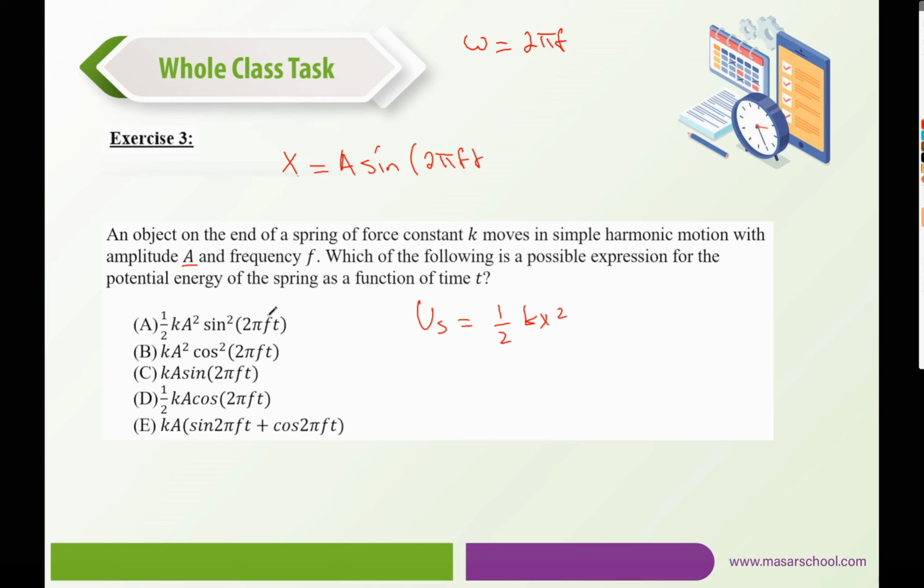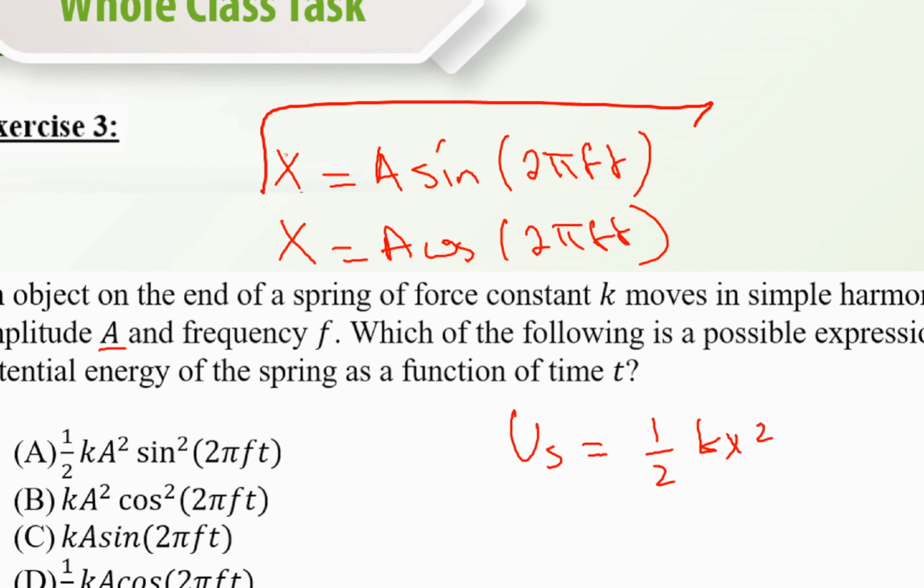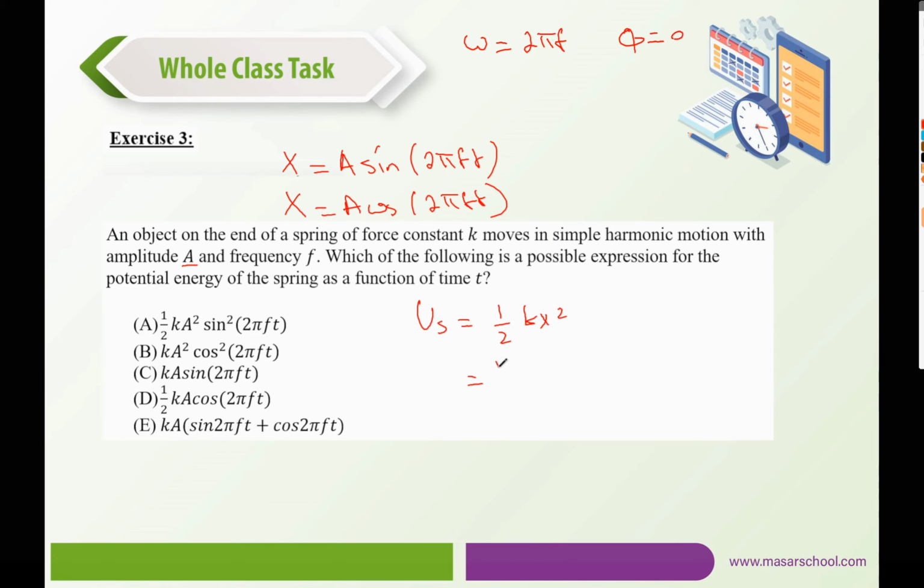If you notice, all of the following formats consider the initial phase to be 0. This is one possible solution. Another possible solution would be given by A cosine 2 pi ft. So now let me go with the sine and see if this works. That would be half k A squared sine squared of 2 pi ft.